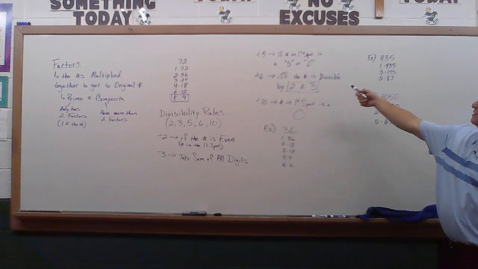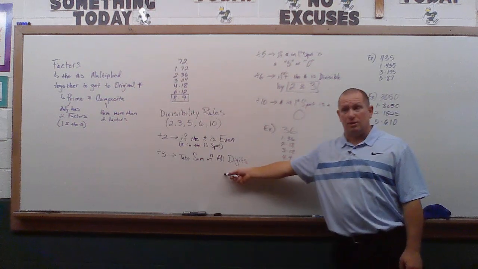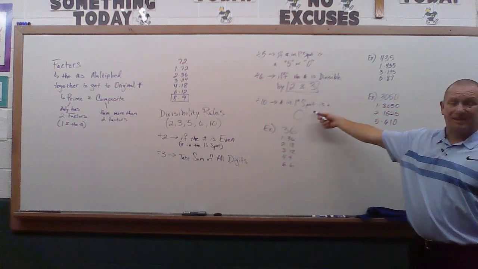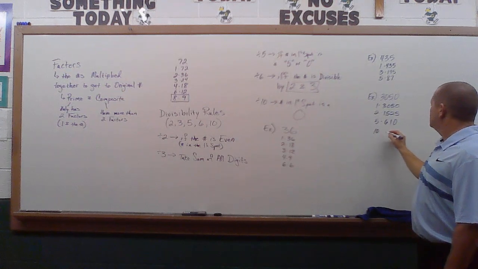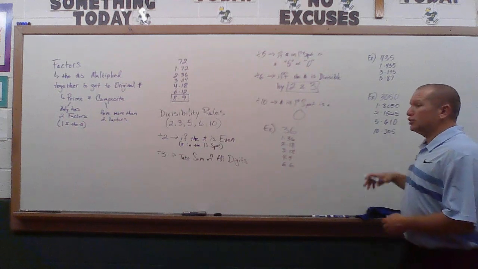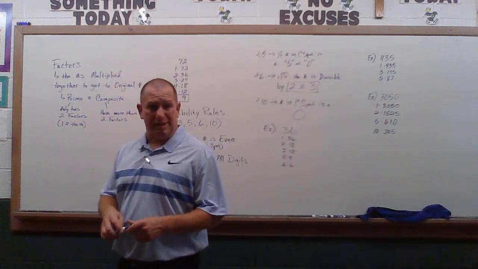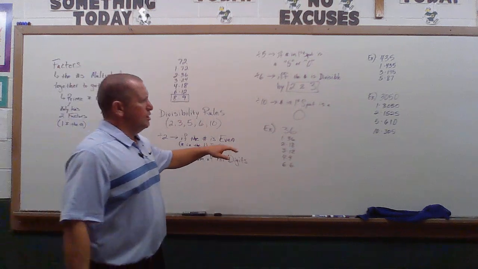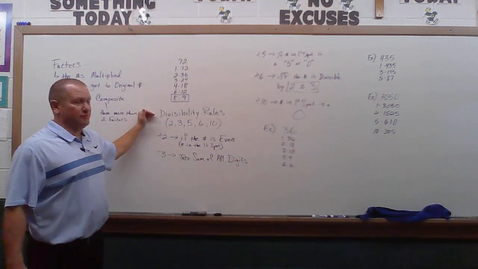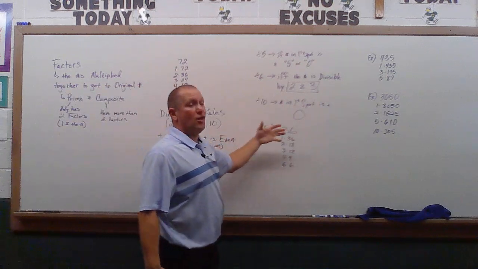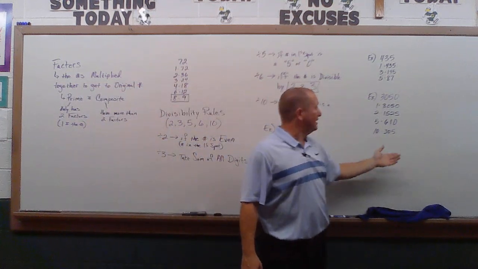Does 6 work? No, because 3 didn't work. And then what about 10? 10 should work, right? 10 times what? 305. And then there could be more, but that would really be a pain. So with numbers like this, they probably will just ask about the divisibility rules. If they ask you for all the factors, then you'd have to go all the way through.